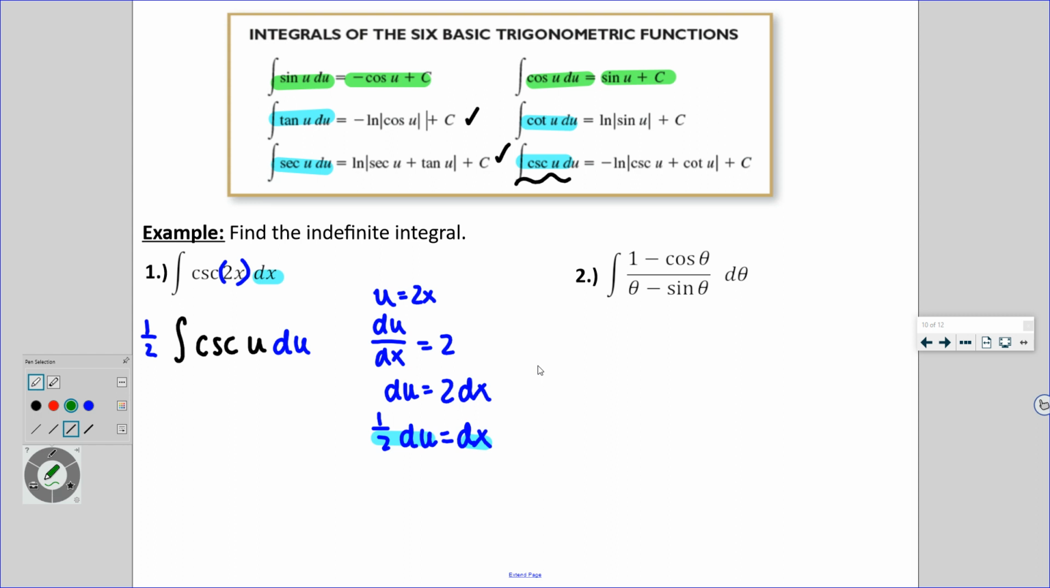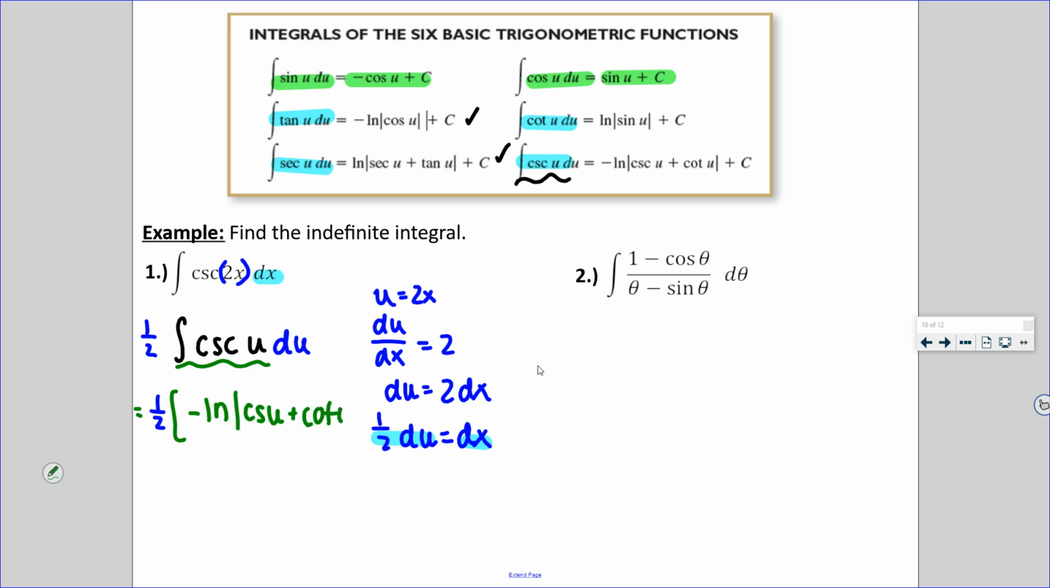Okay. So like I said, for now, you can use your cheat sheet for this antiderivative. The 1/2 can just carry down. And I know the antiderivative of cosecant of u is negative natural log of cosecant of u plus cotangent of u plus c.